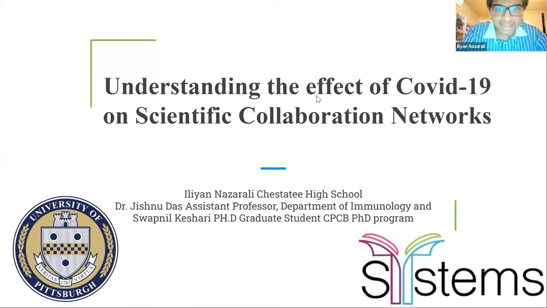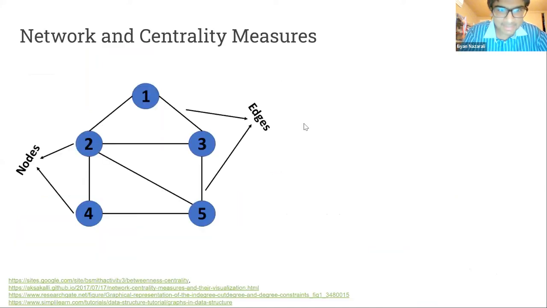Hello, my name is Iliyan Nazarali, and my project is understanding the effect of COVID-19 on scientific collaboration networks. So I will be explaining a little bit about networks and centrality measures of networks. As you can see from the illustration over here, there are two important features of a network: nodes and edges. As you can see, 1, 2, 3, 4, and 5 are all nodes, and there are various edges between these nodes, and this foundation basically makes up a network.